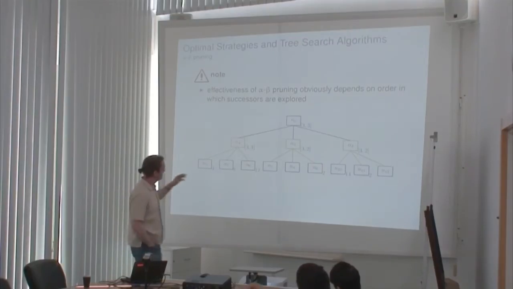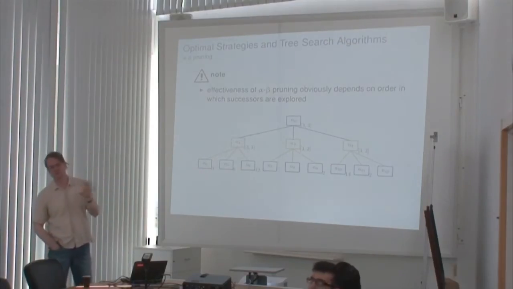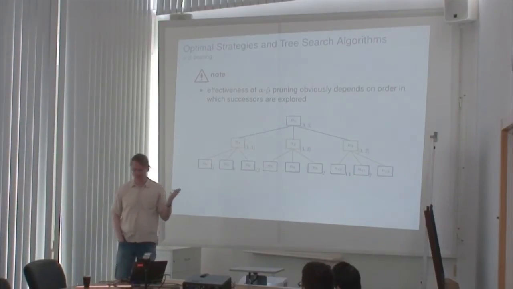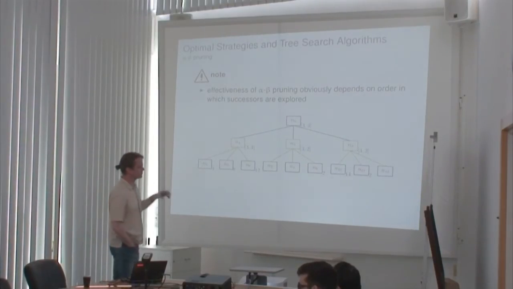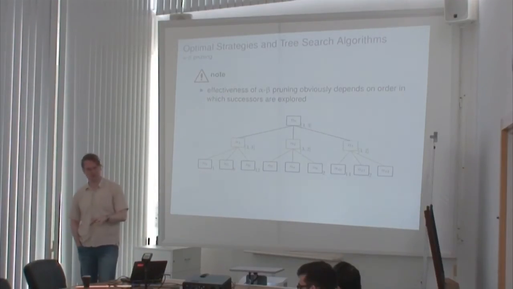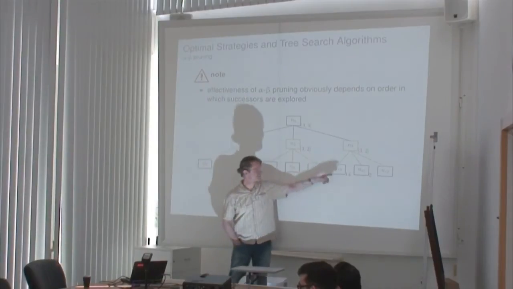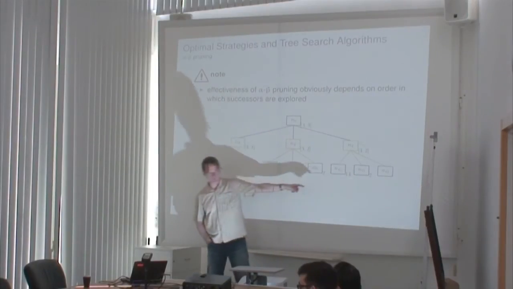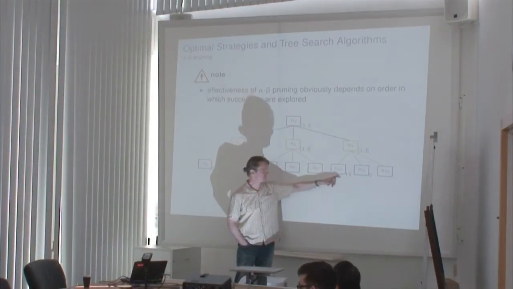Remember that when we expanded these three successors of node n1, I pointed out that I did so in a random fashion. And it is obvious that the efficiency of alpha beta pruning depends on the order in which successive states are expanded. Because, say, if in this example, in the last branch we looked at, the successor node with a 2 would have been found first, then, same as here, we would not have had to expand this node.